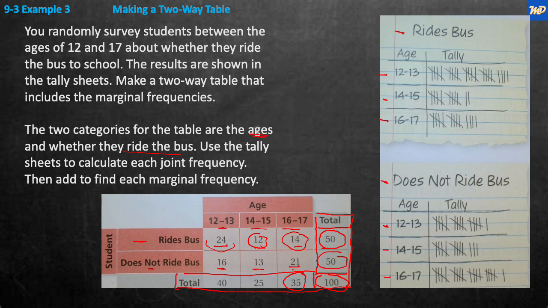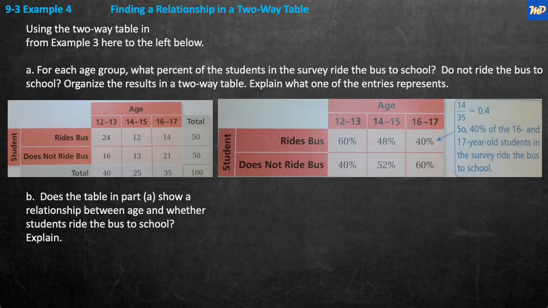Okay? Good job. Okay, example 4, finding a relationship in a two-way table. So this is interesting. It says using a two-way table in example 3 above, but I've got it right here on this slide. It says organize the results in a two-way table and explain what one of the entries represents. So this is the table we started with from above, and this is the one we've created, and it's basically the same table.